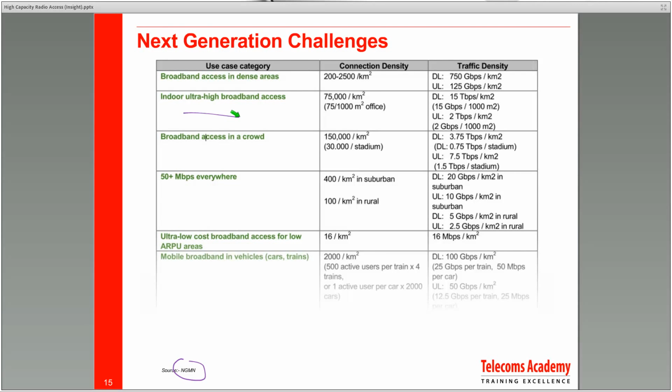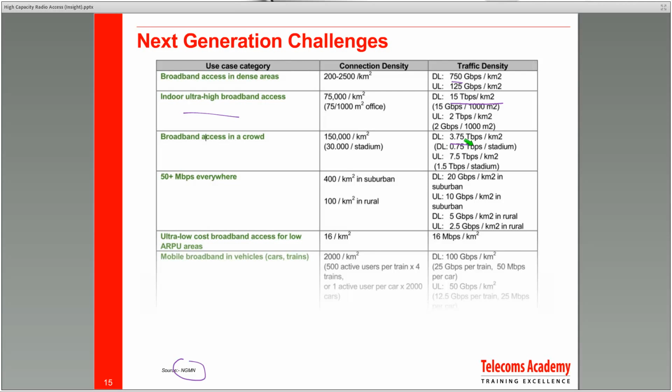So we have an indoor ultra-high broadband access, which maybe is the most challenging of all of the environments. So it's an indoor office type environment. But when you look at the data density in the downlink direction, here we have 15 terabits per second per square kilometer. Again, this is a loose identification of a kind of service that we might need to deploy. Broadband access in dense areas, 750 gigabits per second per square kilometer, maybe. Broadband access in a crowd, 3 terabits per second per square kilometer. So these are all big numbers. So what we need to start doing straight away is to think about what kind of radio access network it is possible to deploy for those kind of figures.